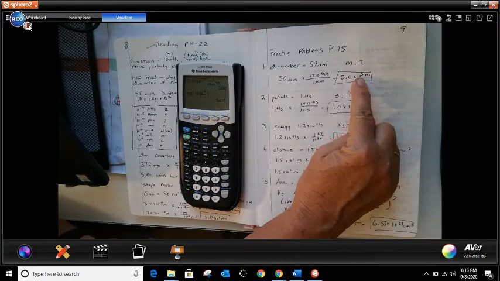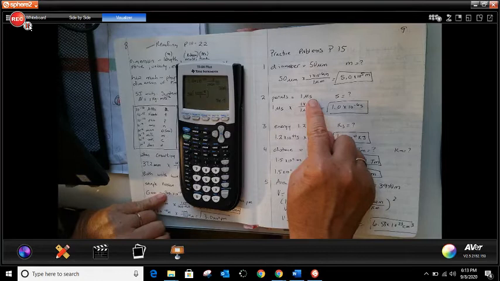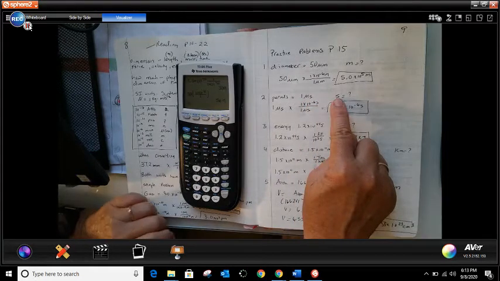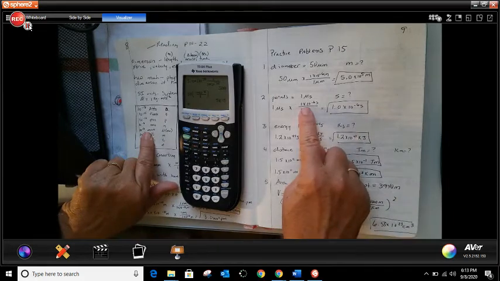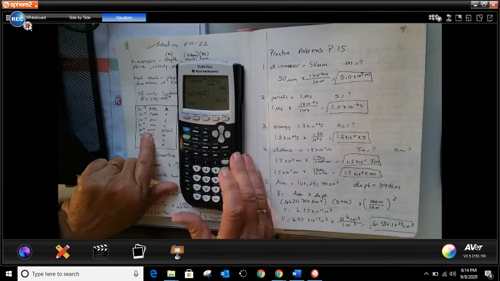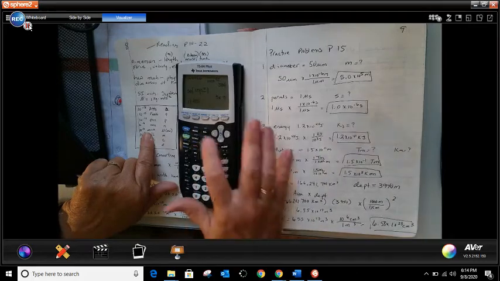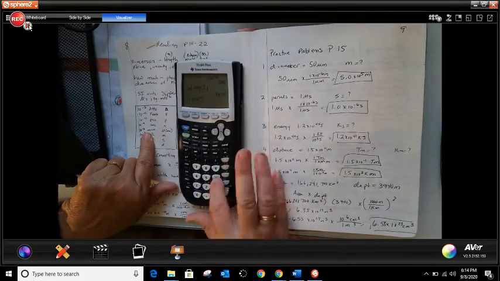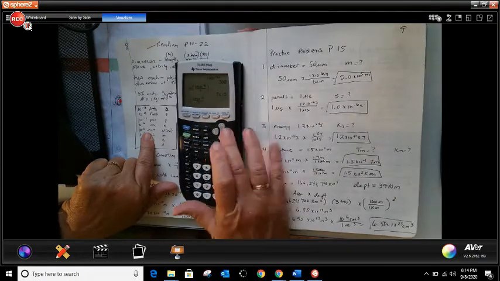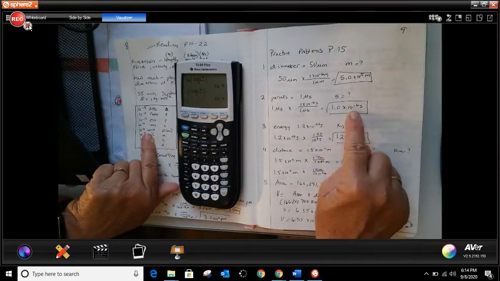Number 2 says, if a radio wave has a period of 1 microsecond, what is the wave period in seconds? So I have 1 with the microseconds, and I want to go to seconds. To be able to do that, I'm going to also use my 1 times 10 to the negative 6 power, and I'm going to do 1, open bracket, alpha y enter, 1 times 10 caret negative 6, 1 over, close bracket, and I get 1 times 10 to the negative 6.